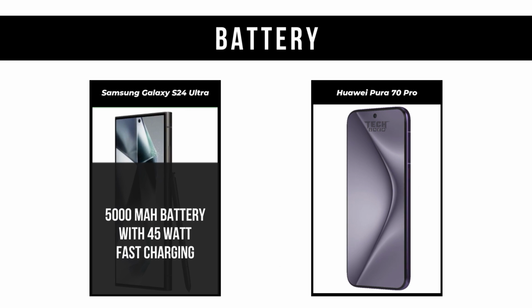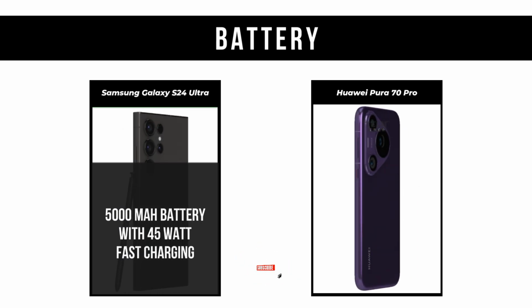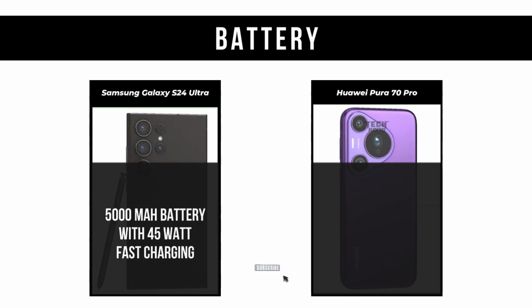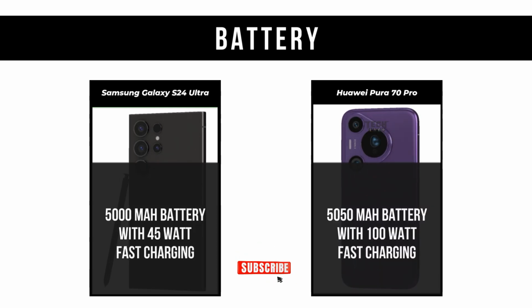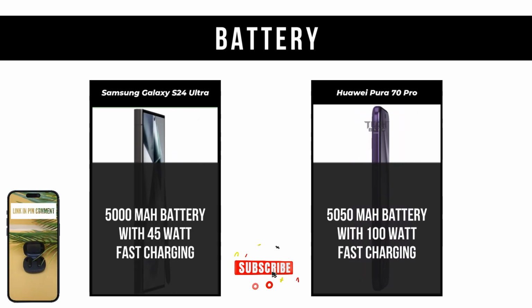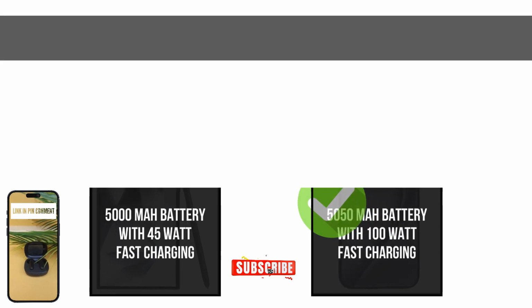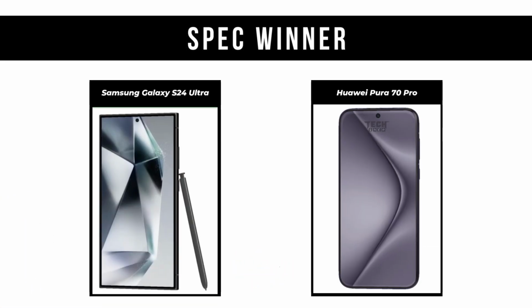Battery. Samsung Galaxy S24 Ultra is 5000 mAh battery, with 45 watt fast charging. Huawei P70 Pro is 5050 mAh battery, with 100 watt fast charging. Spec winner.